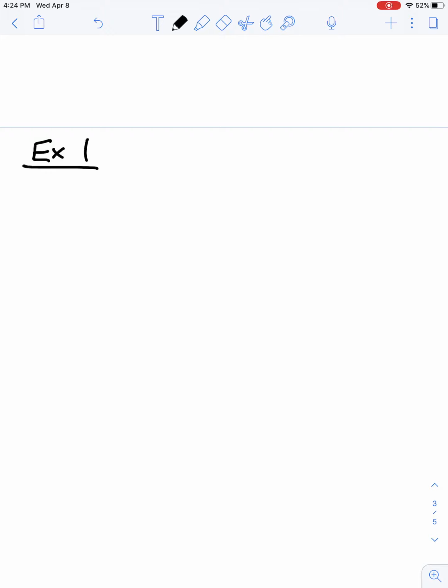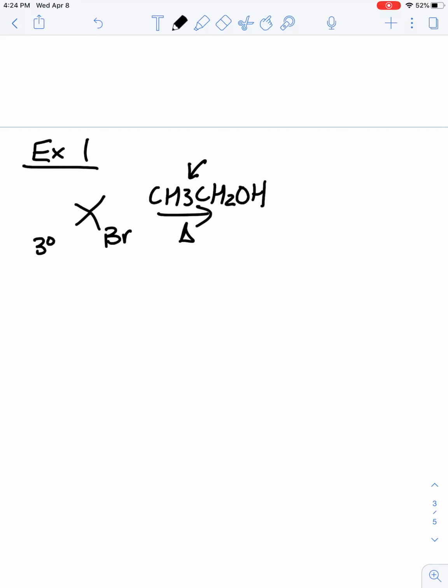So the first example we're going to look at is this right here. What we have is, that should be bromine. So we have a tertiary halide, we have an alcohol, right? So this is going to be weak. We have heat, so this is going to tell us that elimination is going to be favored over substitution, but we know that this is going to proceed SN1 and E1.